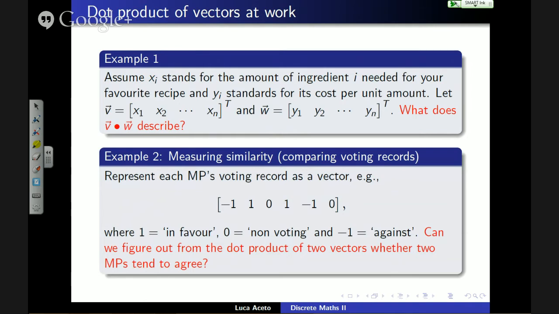Fantastic. Now let's take another real-life application. This time, this has got nothing to do with shopping. It's got everything to do with politics. Okay, so we are in the Icelandic parliament, say, or the Italian parliament for what matters.